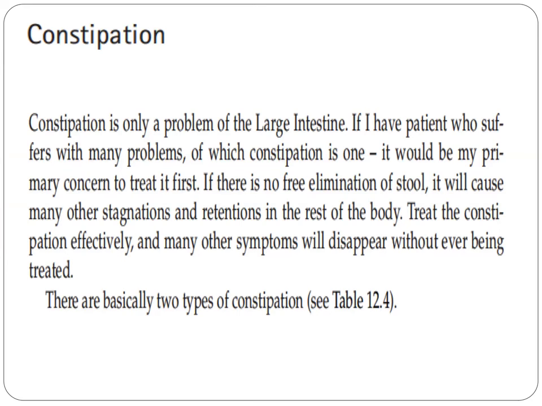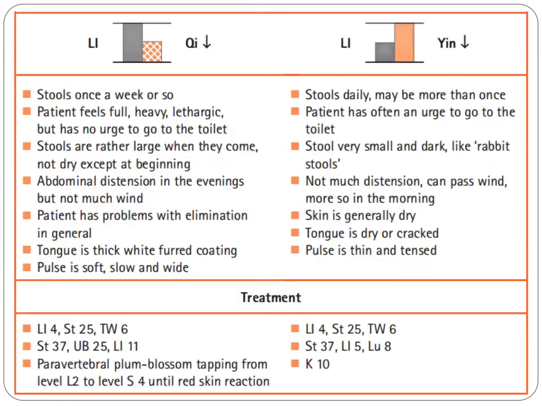There are basically two types of constipation. First, we have the large intestine, excess yang, and deficient qi. Stools once a week or so, the patient feels full, heavy, lethargic, but has no urge to go to the toilet. Stools are rather large when they come, not dry except at the beginning. There is abdominal distension in the evenings and not much wind.